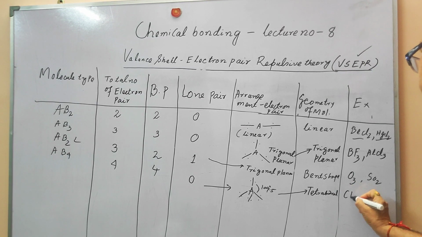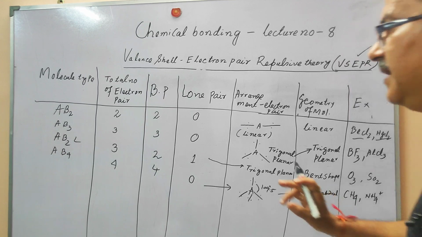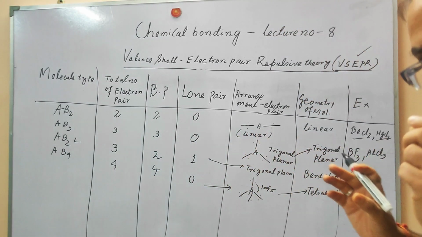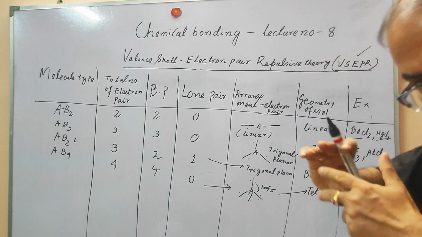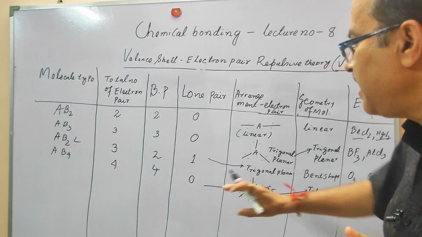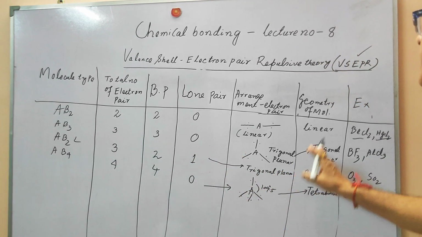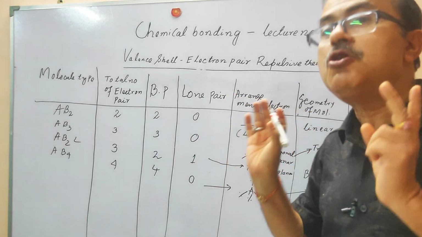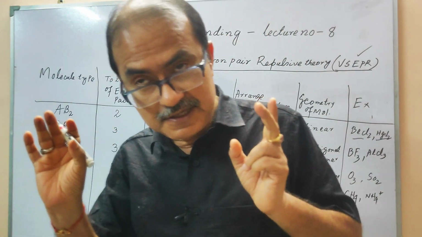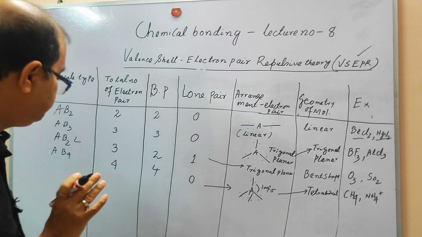And its examples are CH4 and NH4 plus. So we understand this is the arrangement when there are 4 electron pairs on the central atom. At that time the arrangement of the electron pairs will be tetrahedral, and because there is no lone pair, the molecular geometry, the shape of the molecule, will be the same as the arrangement of the electron pairs, but it differs when there is a presence of lone pairs. I can show both instances.